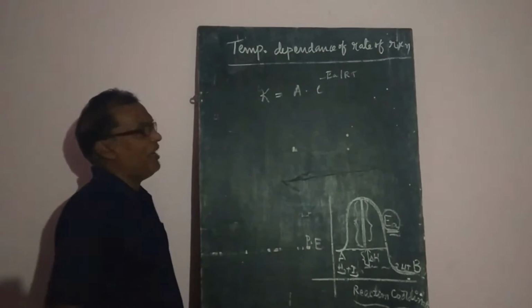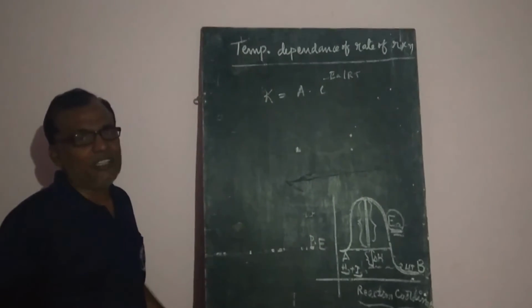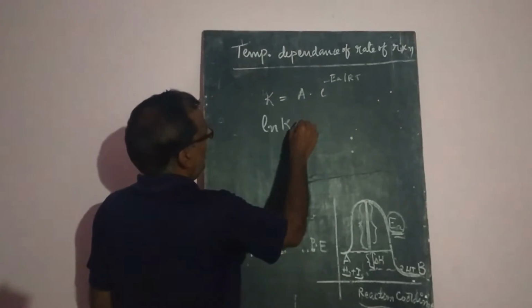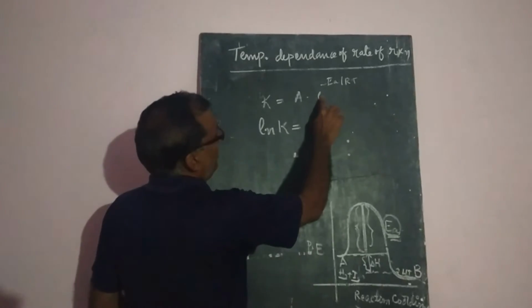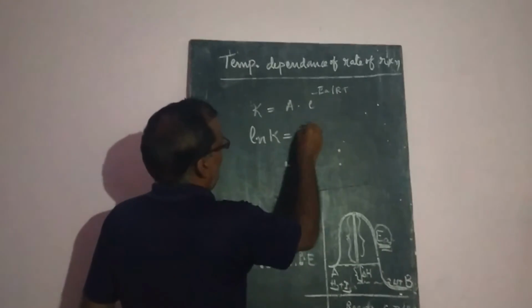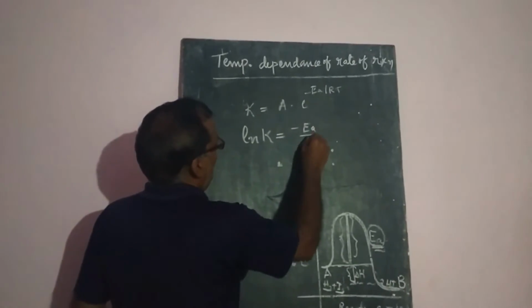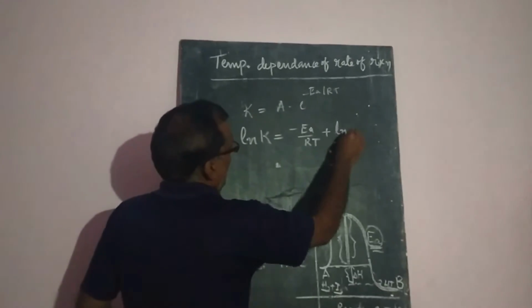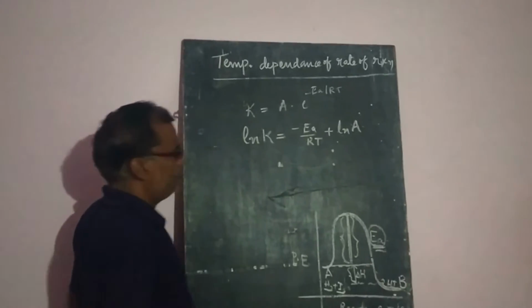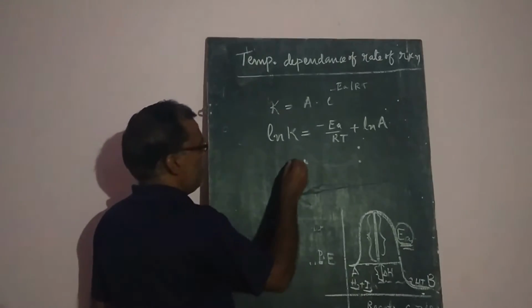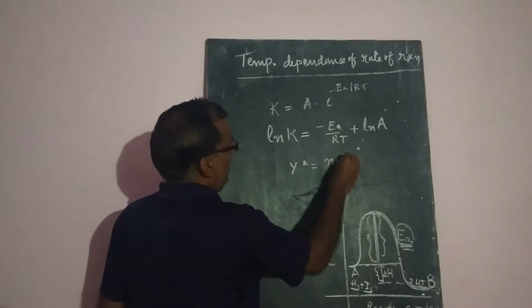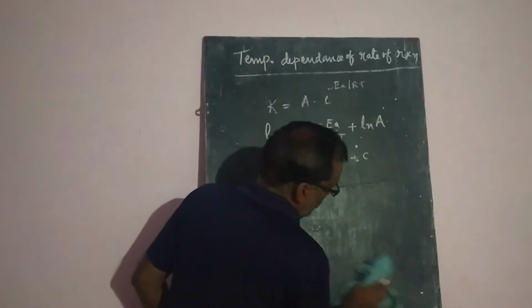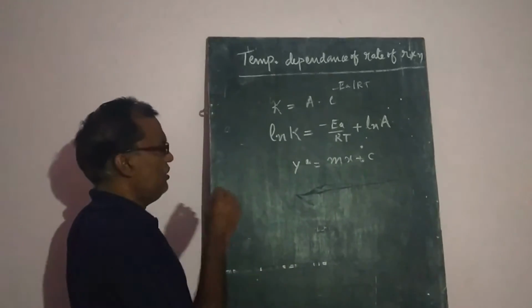So to find out the values of this one, taking natural logarithms on both sides. So then what does it become? Natural logarithm of k is equal to natural logarithm of e to the power of minus Ea by RT, which will become minus Ea by RT, and since multiplication is there, plus the logarithmic value of the constant A. If you compare this in terms of y is equal to mx plus c, we can draw a graph between these two to calculate the other values.